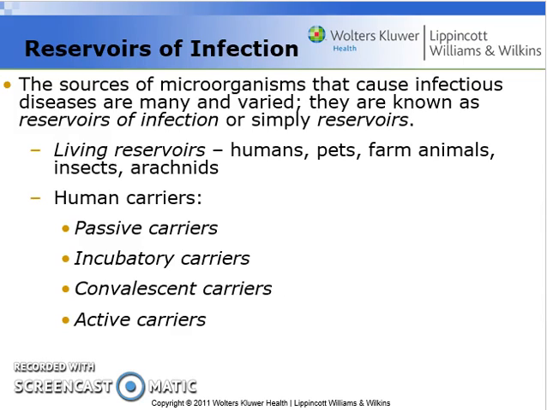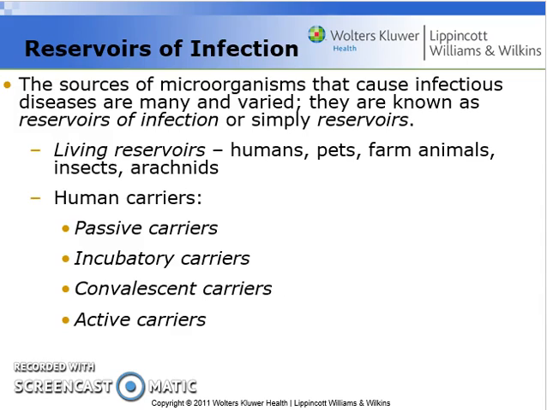And so there's humans, pets, animals, insects, arachnids. All of these are different examples of living reservoirs that are out there. The most important reservoirs, though, are those of humans, because in our society, a lot of our disease transmission occurs through contact with other humans. So it's important to know that there's a number of living reservoirs, and these living reservoirs in our population are referred to as carriers.